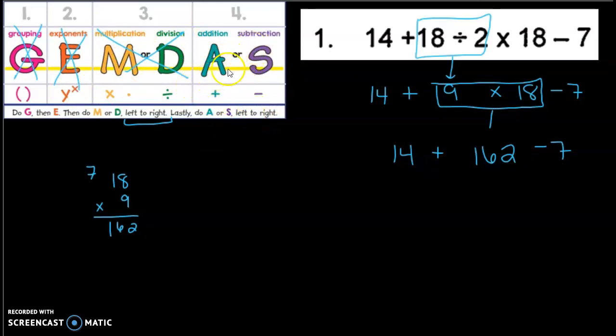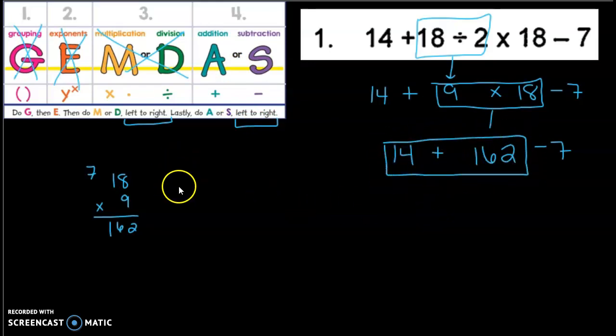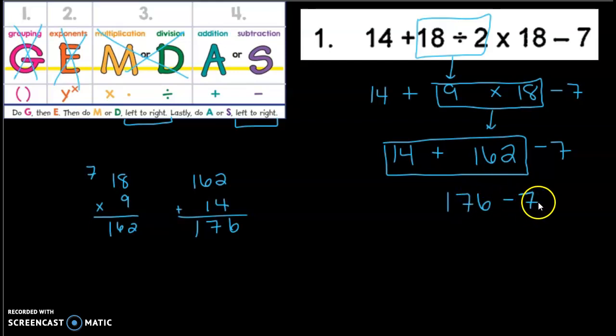Now step 4 says addition or subtraction, once again from left to right. Okay, so the first one, as I scan from the left, is this 14 plus 162, and so 6, 7, 1. So I have 176 minus 7. And then the very last one is this 176 minus 7, which is 169.